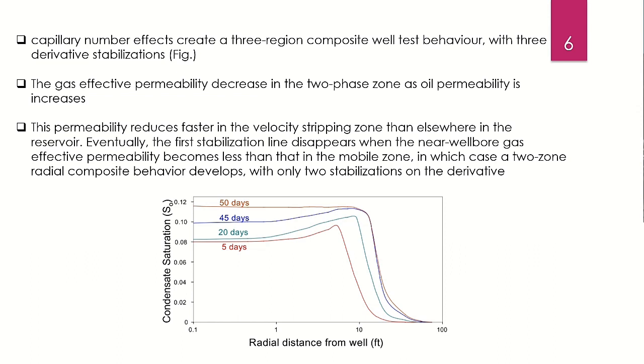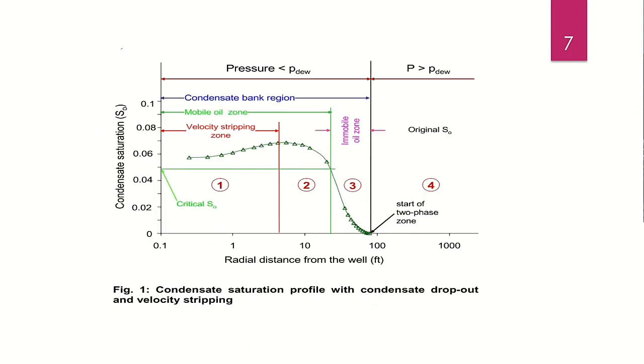Here we say that as the time of the period increases, the saturation of condensate will increase, and as the radial distance increases, the saturation of condensate will decrease. After some time, the saturation increases away from the wellbore. From this graph, the condensate saturation versus radial distance.